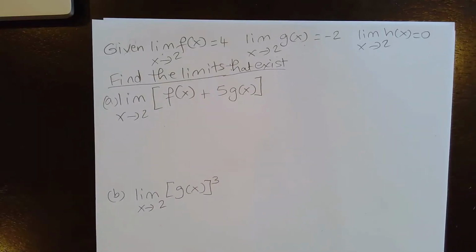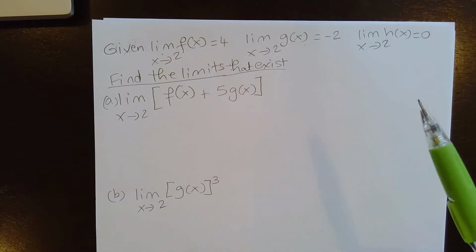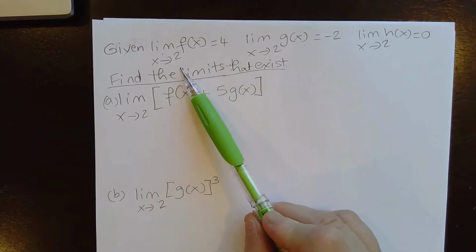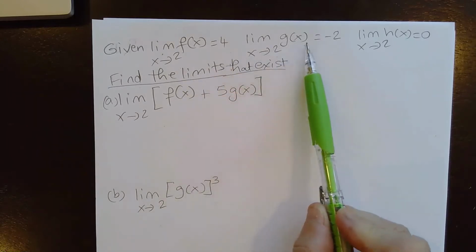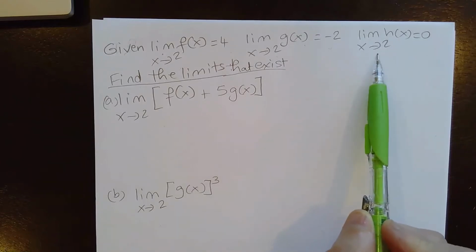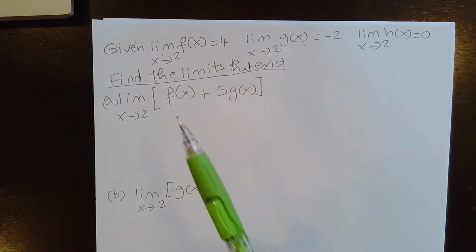Hello everybody, today we're going to find the limits that exist. So given the following: limit of f of x as x approaches 2 equal to 4, the limit of g of x as x approaches 2 equal to -2, the limit of h of x as x approaches 2 is equal to 0, find the following limits.